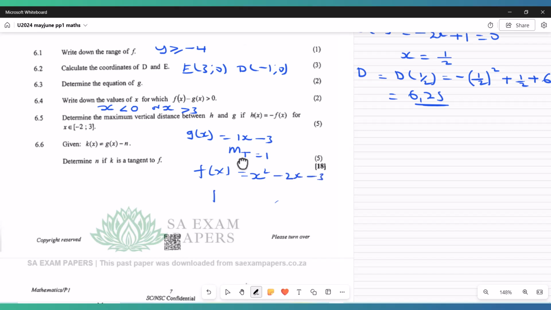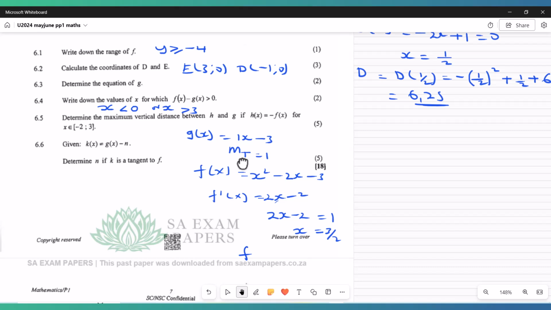Now differentiate it. What do we get here? We're going to get 2x minus 2. Now this 2x minus 2, being a derivative function, must be equal to this one here. So I can get my x value with the point of contact. So I'm going to say my 2x minus 2 equals to 1. So I'm going to have my x equals to 3 over 2. Now to get my point of contact, I'm going to put the 3 over 2 into the original function here.